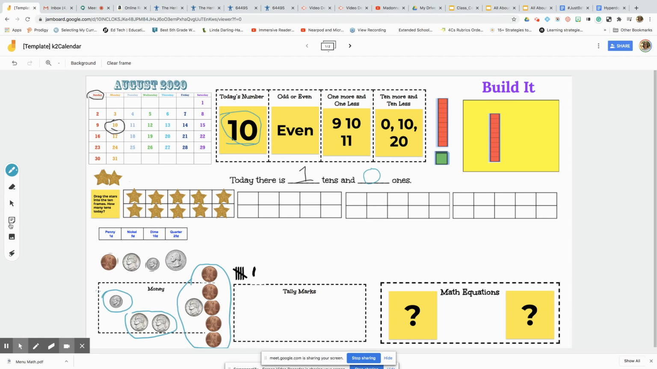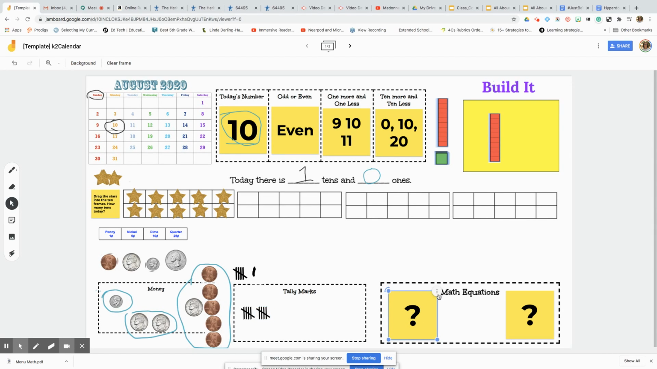All right, let's move on to our next thing, which is tally marks. Do you know how much this represents when we have 4 lines and 1 line across? 5. Very good. So let's count by 5. That's 5. Are we at 10 yet? Nope. 5. 1 more. And now how much do I have? 10. Excellent.